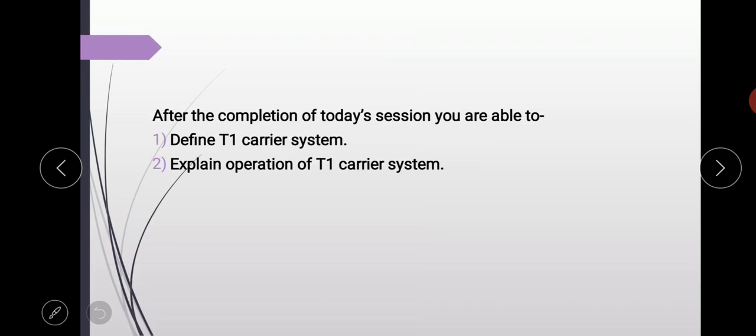After the completion of today's session, you will be able to define the T1 carrier system and explain the operation of the T1 carrier system.